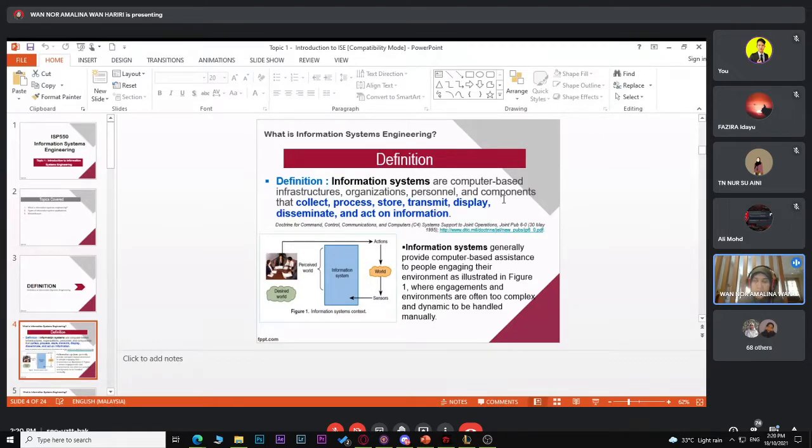of several components. We'll be looking into the components later, but somehow these components will be working together. And what do they do? This is the task of the systems, right? They generally provide computer-based assistance to people engaging in the environment, as illustrated in figure 1, where engagements and environments are often too complex and dynamic to be handled manually.